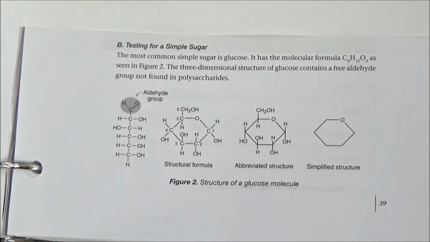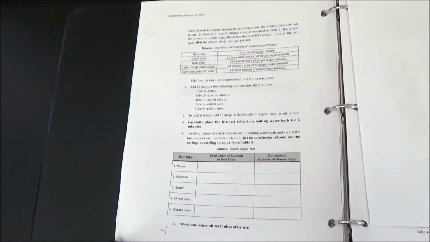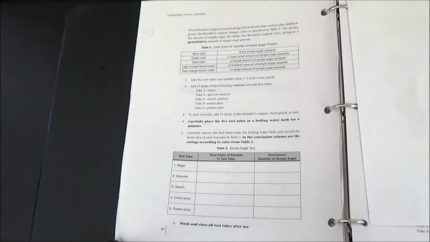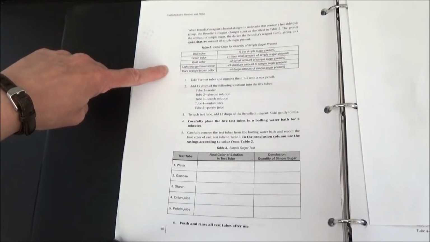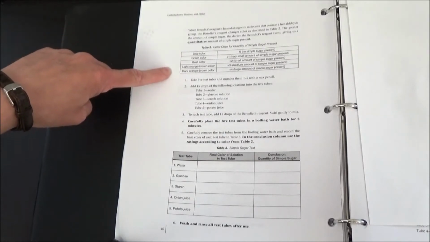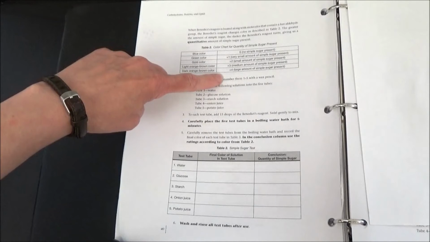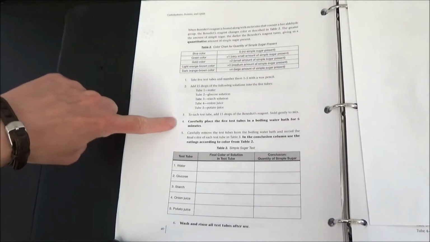Now we're moving on to testing for a simple sugar. An example of a simple sugar is glucose, and you can read about that on the bottom of page 39. Our test for simple sugar is described on page 40, and it involves a reagent called Benedict's reagent. Please notice a couple of things about this test. One, we can potentially see a range of colors at the end, and the color tells us the relative amount of simple sugar present. The second thing worth noting is that this test requires heating.